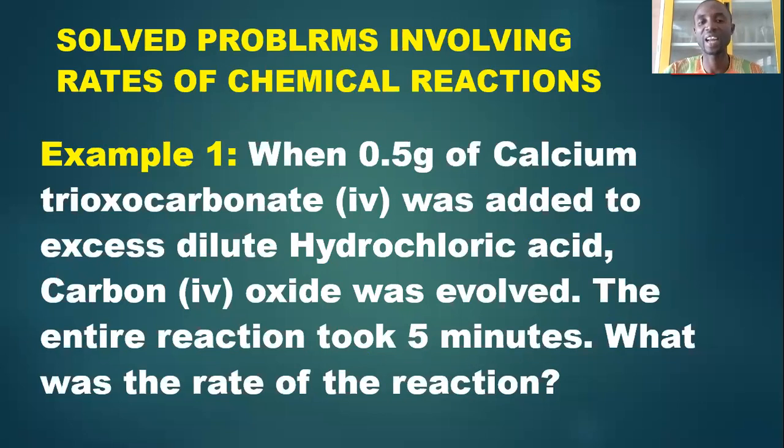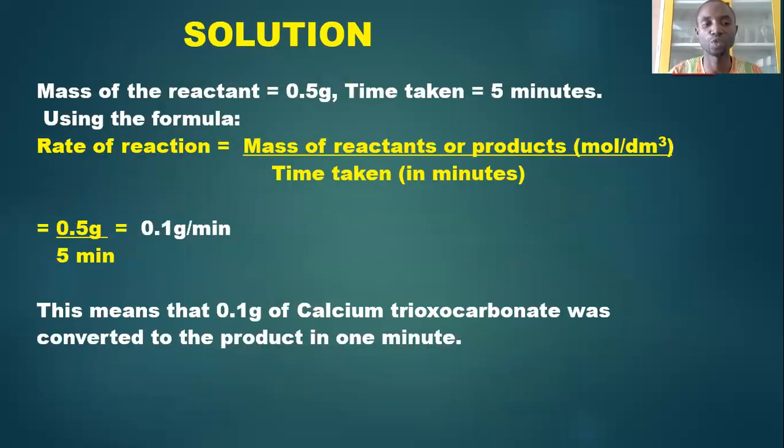You see, the mass of the calcium carbonate was given to you, and the time the entire reaction took was given. We are asked to find the rate of the chemical reaction. Just bring out your equation for the reaction and substitute. 0.5 gram, time is 5 minutes. And when you divide, you're going to have 0.1 gram per minute. That is the rate that is being given to you, gram per minute.